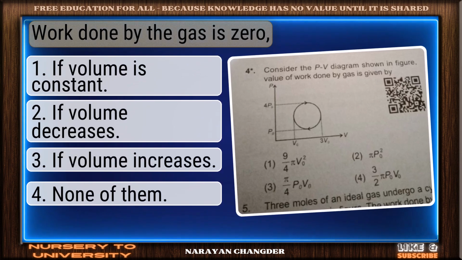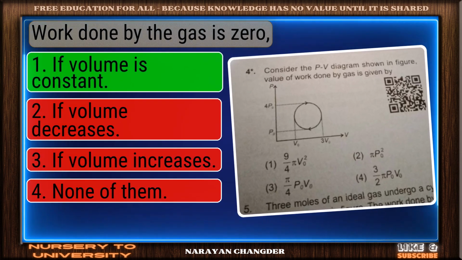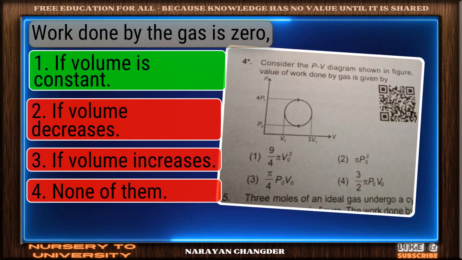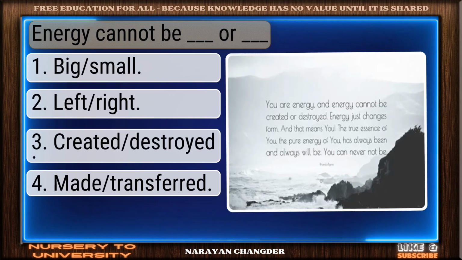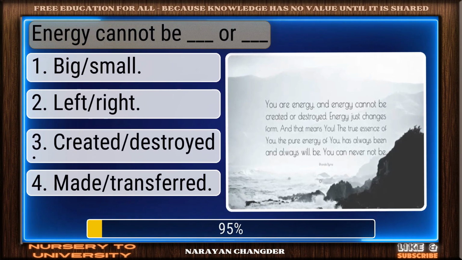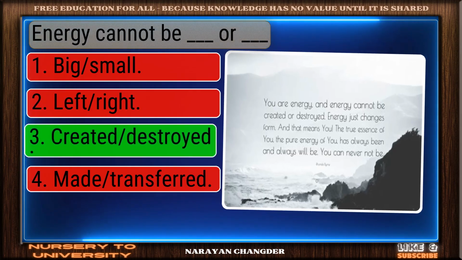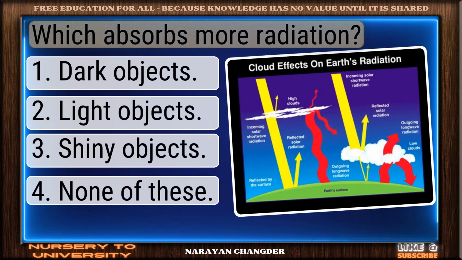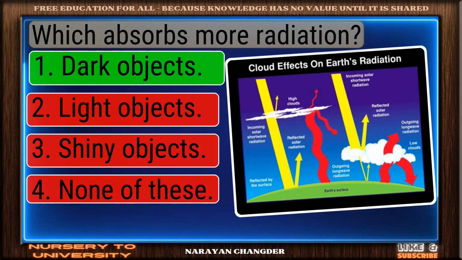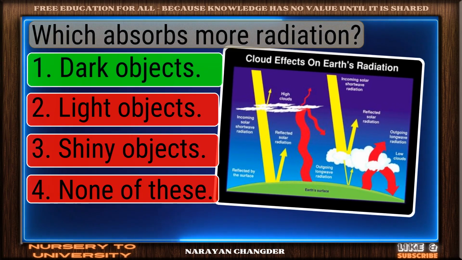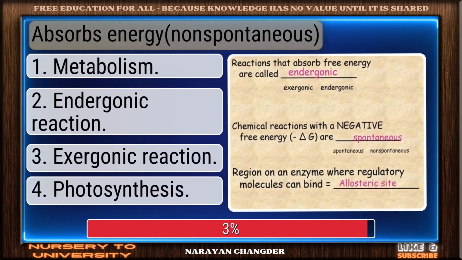Work done by the gas is 0. Sharp thinking. If volume is constant is the right choice, energy cannot be created or destroyed. Correct. Created, destroyed is the right answer, which absorbs more radiation. Clear logic. Your choice dark objects is sound and 100% true. Absorbs energy.